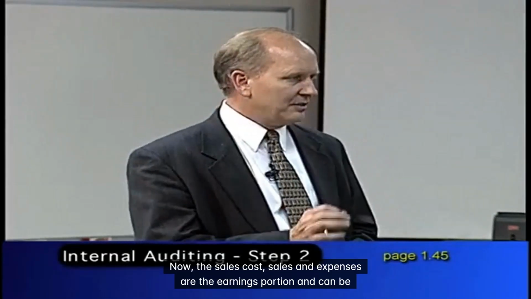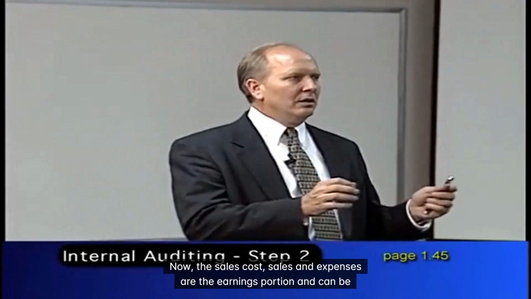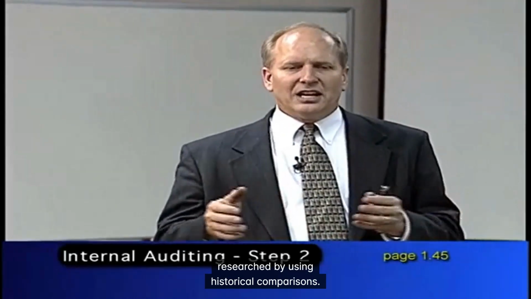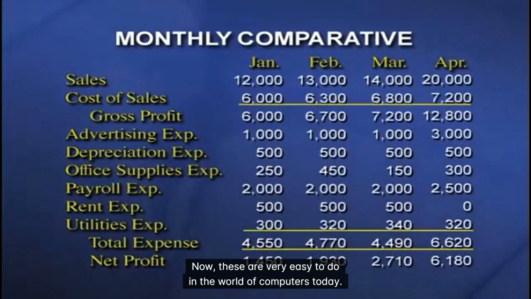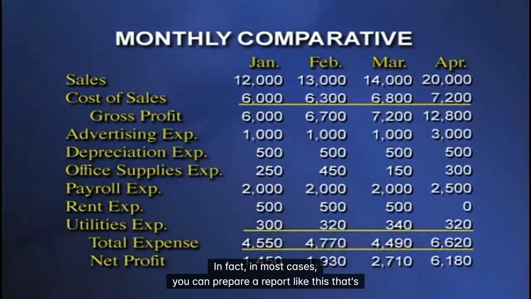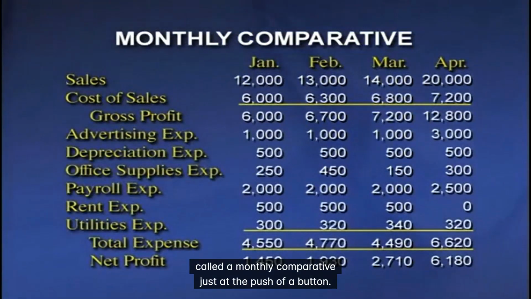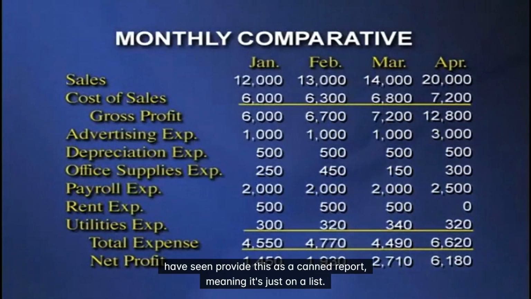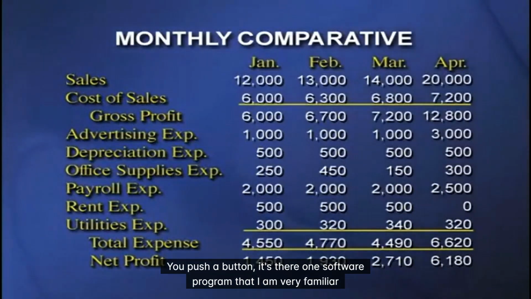Now the sales, cost of sales, and expenses are the earnings portion and can be researched by using historical comparisons. Now these are very easy to do in the world of computers today. In fact, in most cases, you can prepare a report like this that's called a monthly comparative just at the push of a button. Most accounting software systems that I have seen provide this as a canned report, meaning it's just on a list, you push the button, it's there.